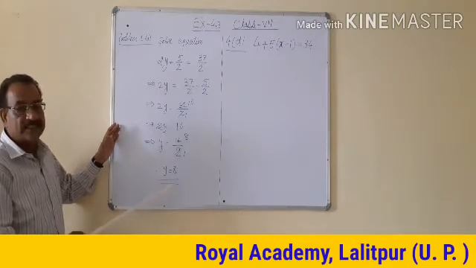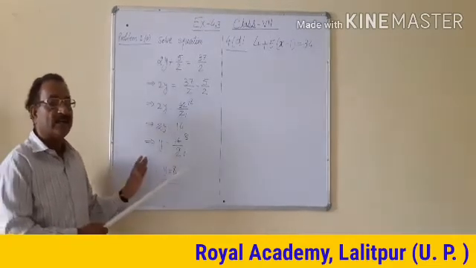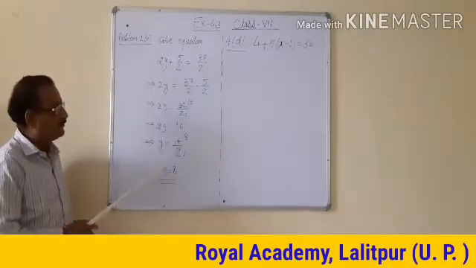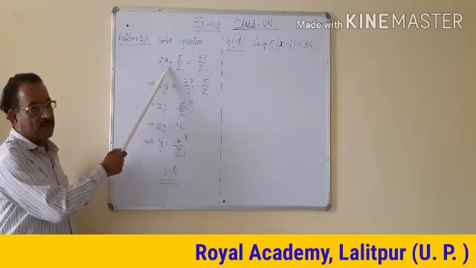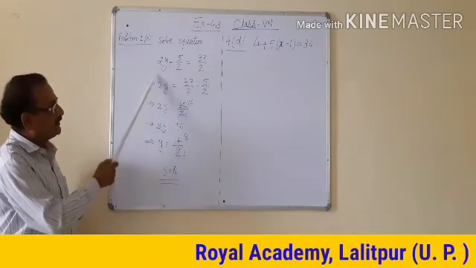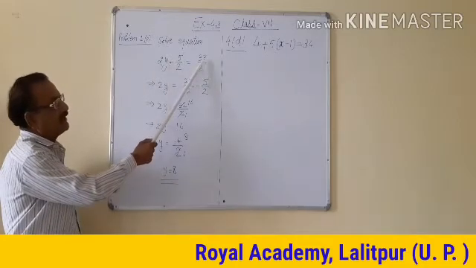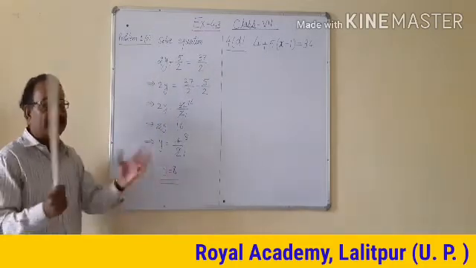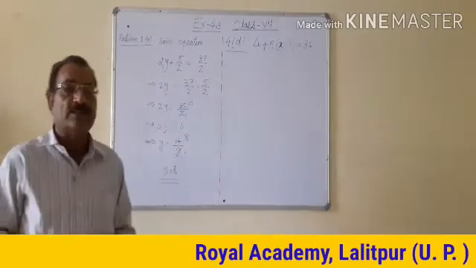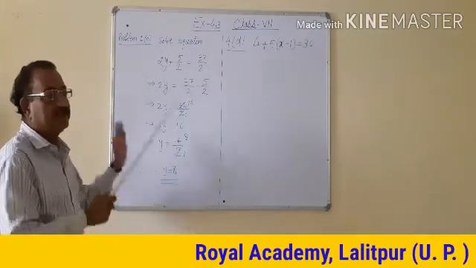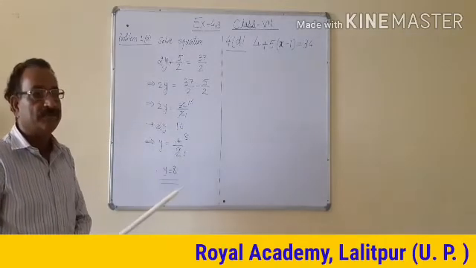Do you understand, children? We can check our answer also by putting the value of y in the equation. Suppose we put y equal to 8 in this equation, and when we solve it, it will come 37 upon 2. So that is another part, how to check our answer. But this is the complete method to solve any equation. Understand, children?